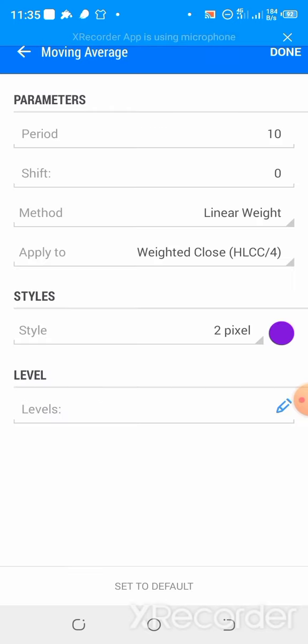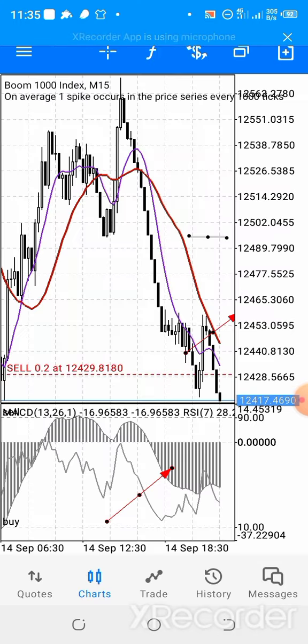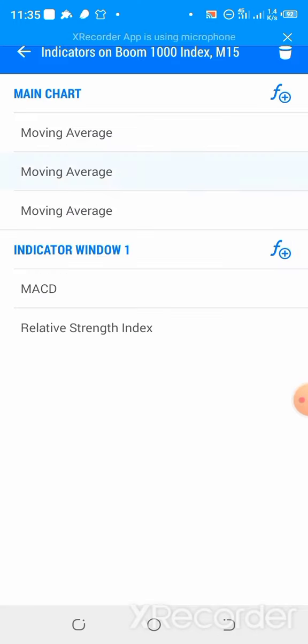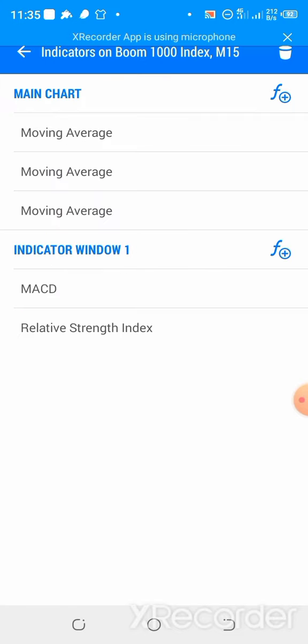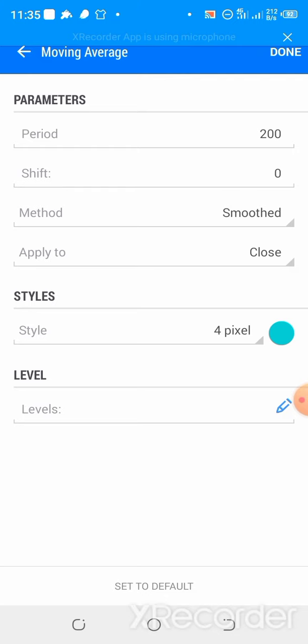I don't want to be long on this. Done. You go for the second one. You choose 20, the parameters 20, 0. Please just take note. Pause this video and take note. I've already done this in the previous video. Just look for it. The third moving average, which is a 200 moving average. Shift 0, method smoothed, close, 4 pixel. Color, any color of your choice, but I like to use this. The colors on my chart are my default colors on a white background.